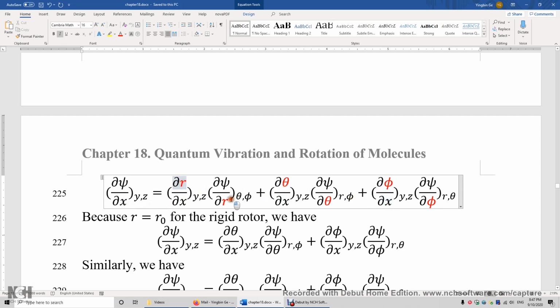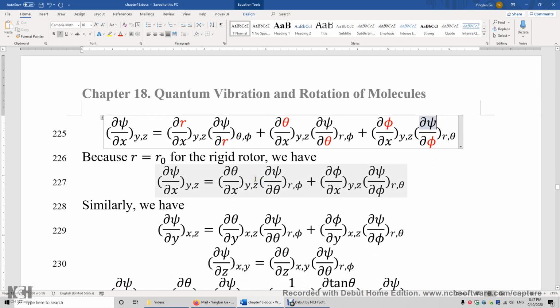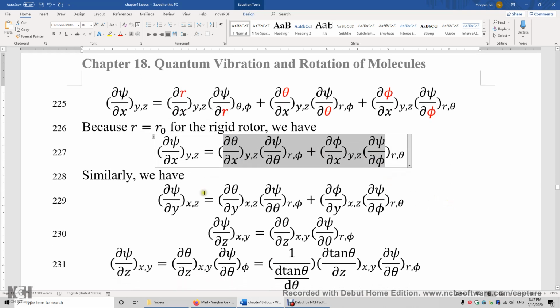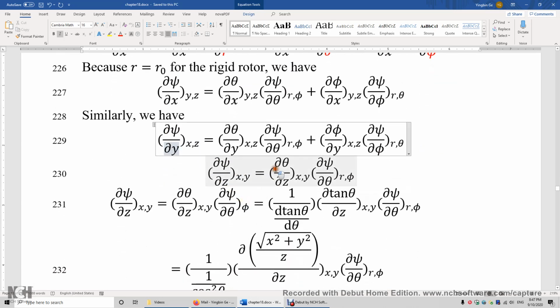When r changes, psi changes. When theta changes, psi changes. When phi changes, psi changes. In this case, because r is a constant r0 for the rigid rotor, we can delete the first term. R never changes. We still have two terms here for delta psi over delta x. We have these two terms for delta psi over delta y. We have only one term for delta psi over delta z, because z does not depend on phi.